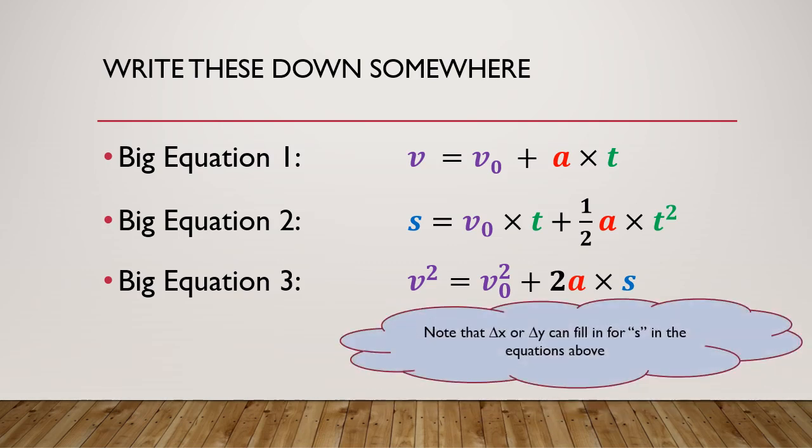One thing to note is that wherever I use the S, which is displacement, if you saw the previous video which explained all the kinematic variables, we could use delta X or delta Y instead of S if we wanted, and in many cases that's exactly what we're going to do. But for a generic equation, we're going to use the letter S because that is the generic variable for displacement.